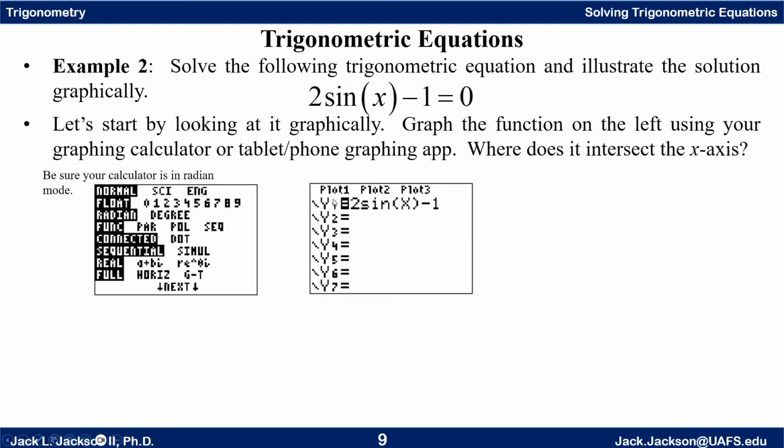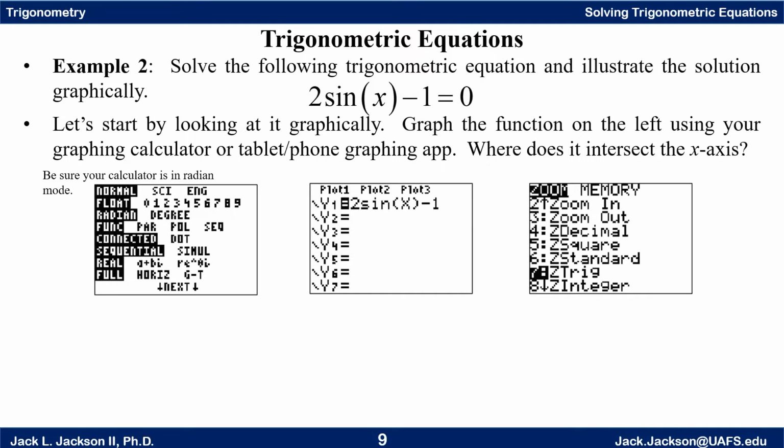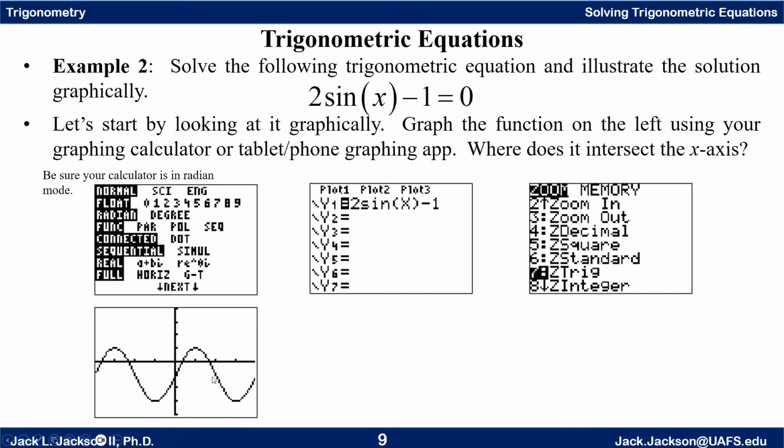Then you type your formula in, so y equals 2 sine of x minus 1, and then press zoom, and if you press zoom 7, which is zoom trig, you'll get a graph that looks like this. So see if you can go ahead and get that, especially if you have a TI-84, you can make it look just like this.